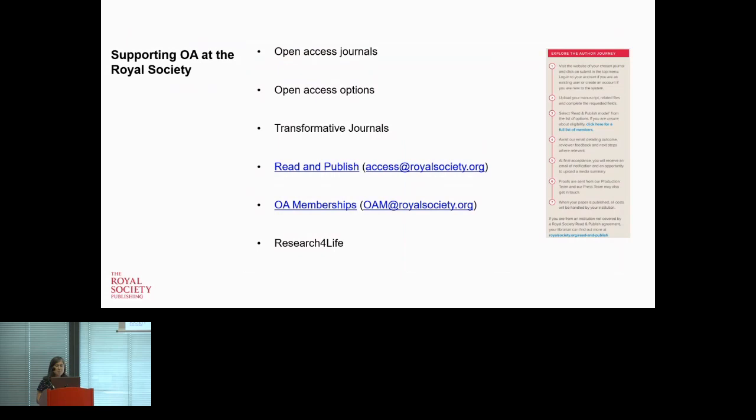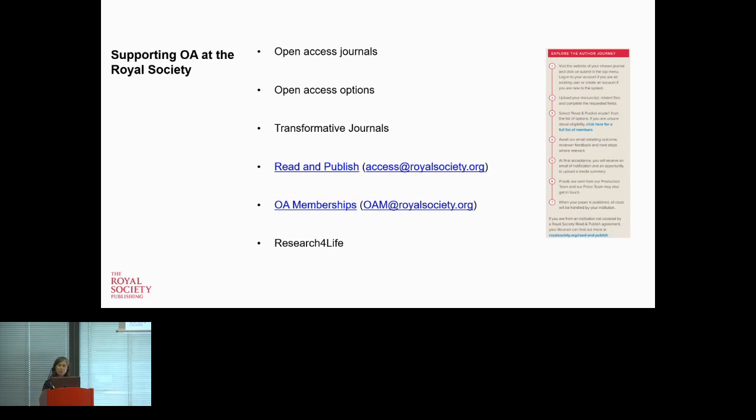And there are a number of ways at the Royal Society that we support open access publishing. So firstly, two of our journals, that's Open Biology and Royal Society Open Science, are fully open access. And secondly, all of our journals have open access options. So this means the author can decide whether or not they want to publish open access. These are known as hybrid journals.